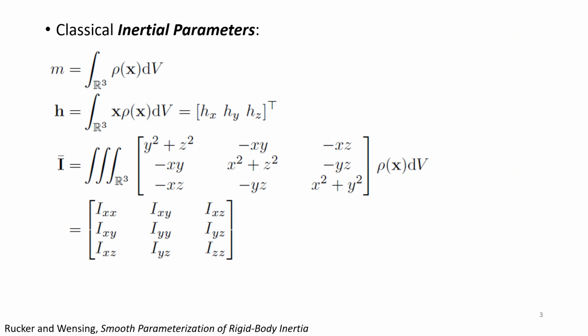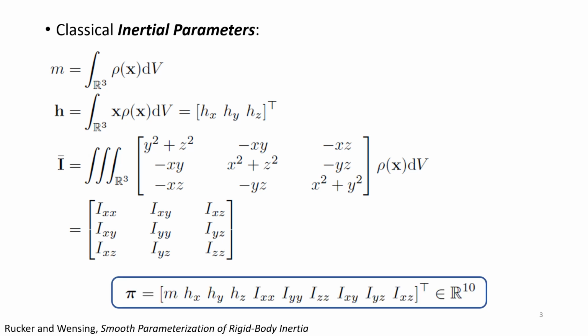Rigid body inertia is classically described by the mass m, the first mass moment h, and the 6 unique elements of the symmetric rotational inertia tensor I. These 10 numbers are the classical inertial parameters of a rigid body. However, it is well known that not all sets of inertial parameters correspond to some physical body.